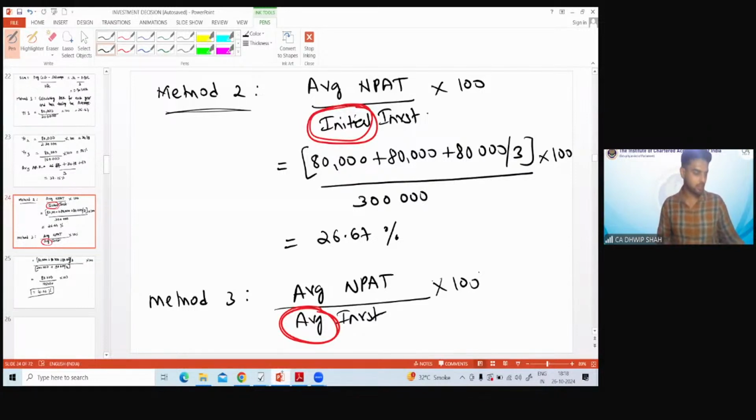So again, accounting rate of return. Here you have to forget about the cash flows and just focus on the accounting income, the accounting profit, because the name itself says accounting rate of return. So the formula is average NPAT divided by initial investment, average NPAT divided by average investment, or you calculate ARR for each of the years separately and take the average of those 3 years.